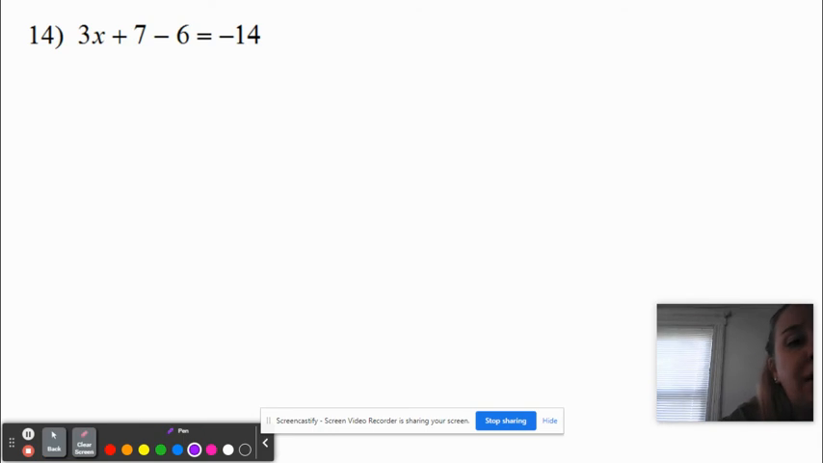Okay, so combining like terms. I only have the one variable term. Let's just bring them down. We've got a positive 7 minus 6. 7 minus 6 is positive 1.